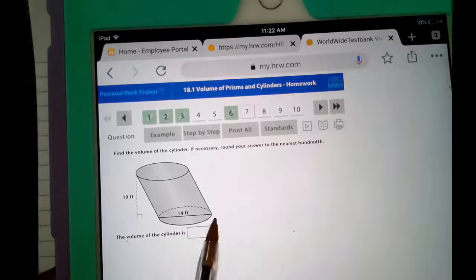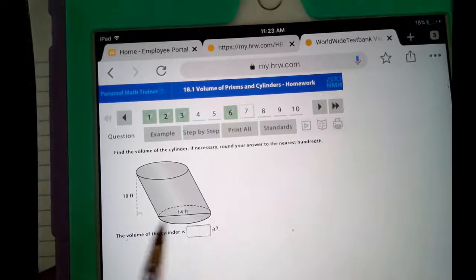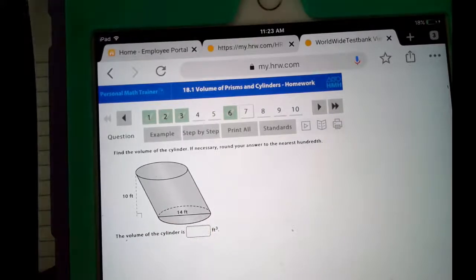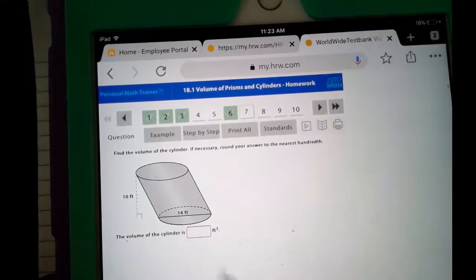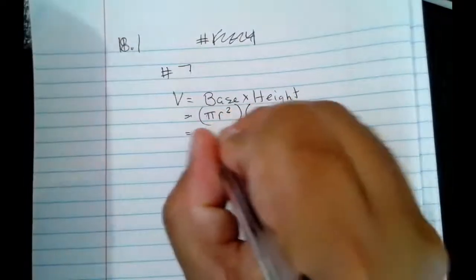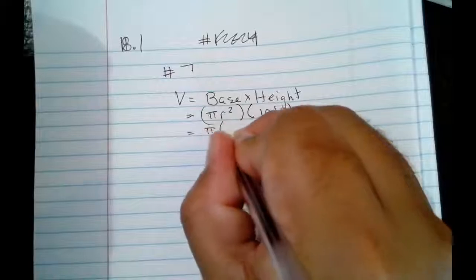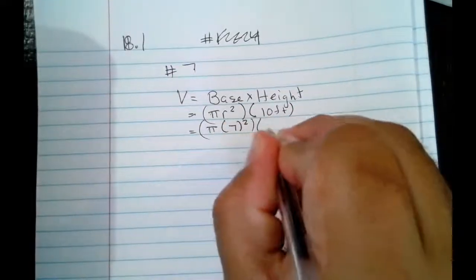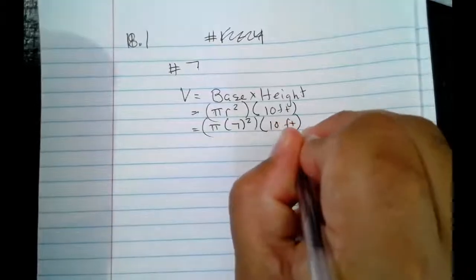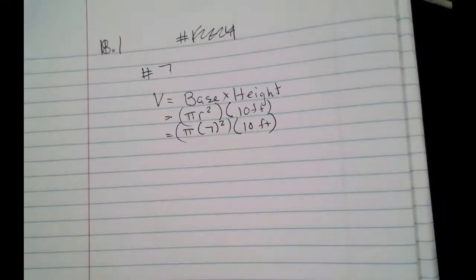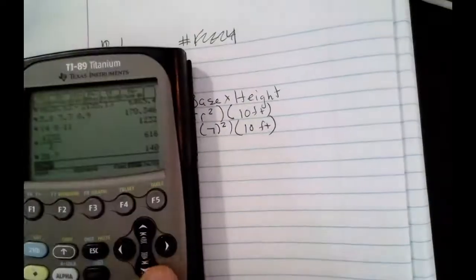Well, the radius of this right here, remember, this is your what? That's the diameter. Well, the radius is going to be what? Half of the diameter, which is what? 7. Good job. So this is going to be pi times 7 squared times 10 feet. Well, once we plug this into your calculator, this is what we'll get.